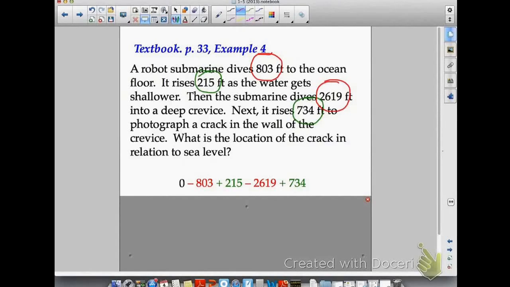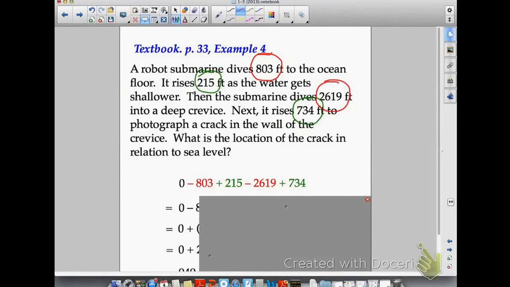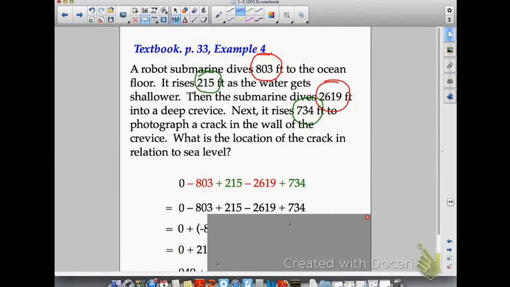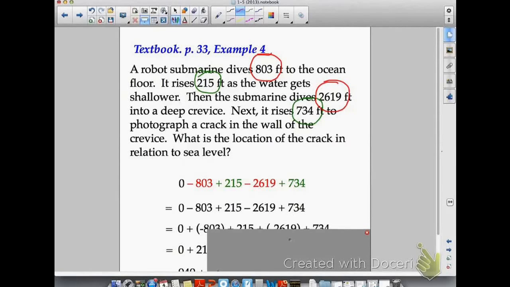And then I rise 215 feet. What is the net change? Caleb? You have to add. Okay, I'm adding 215 to that. Then I'm going to subtract 2,619 and then add 734. But what might be helpful is if I change all the operations to addition operations.